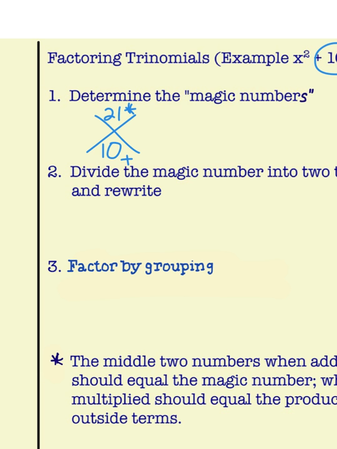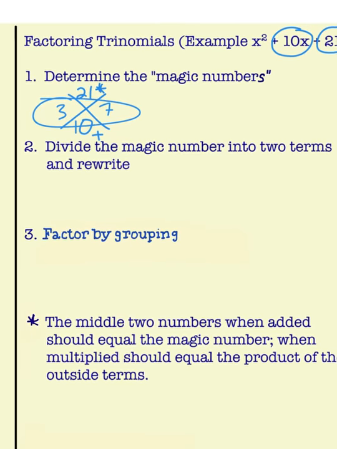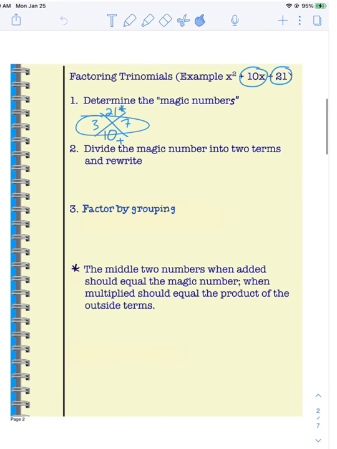All right, factors of 21 are 1 and 21 or 3 and 7. 3 and 7 add to 10. Those are our magic numbers, 3 and 7. All right, step 2 is to divide the magic numbers into two terms and rewrite. What that means is we're going to divide the middle term into two terms using the magic numbers.